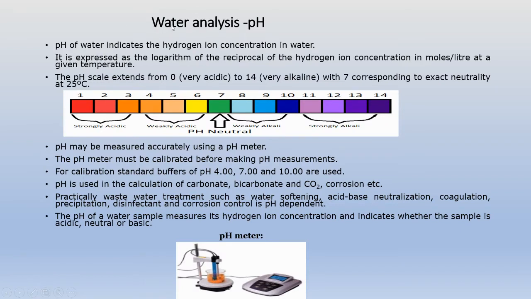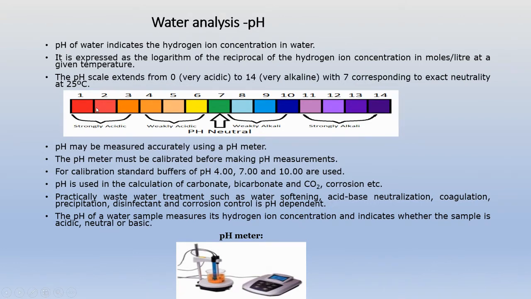So the next analysis is pH. The pH of water indicates the hydrogen ion concentration in water, and pH is expressed as the logarithm of the reciprocal of the hydrogen ion concentration in moles per liter at a given temperature. The pH scale extends from 0, very acidic, to 14, very alkaline, with 7 corresponding to neutral.